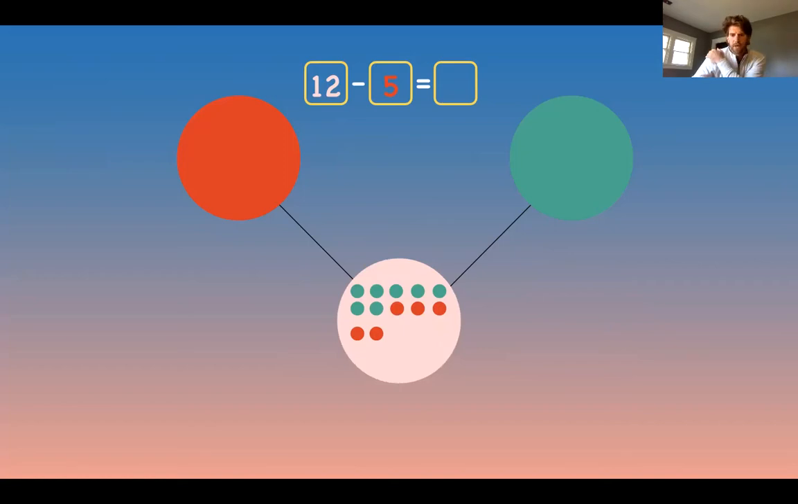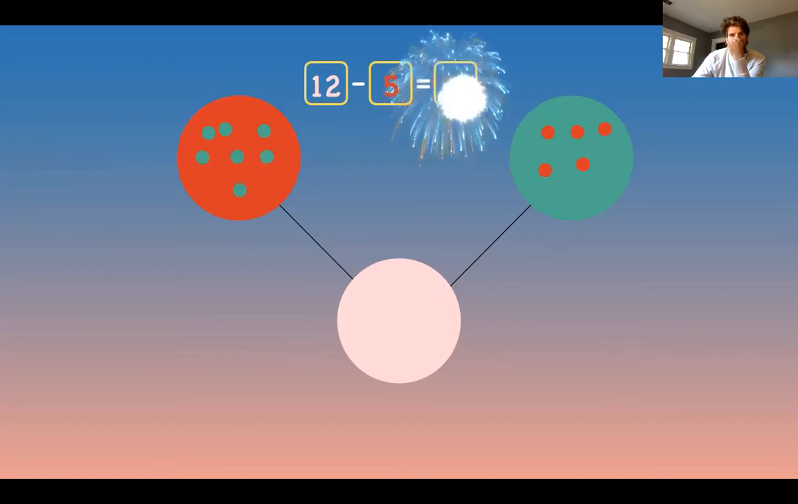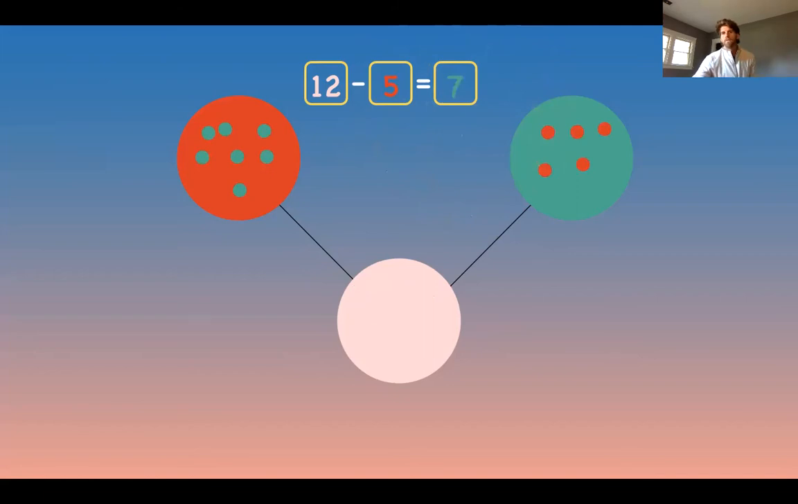So let's see if we can do that. I'm going to take the 5 red dots away, and then I'm going to figure out what I have left. I'm going to take all the rest of those dots away, and I'm going to figure out, if I took my 5 red dots away, what could my answer be? What could be the other part of that equation that I have left?